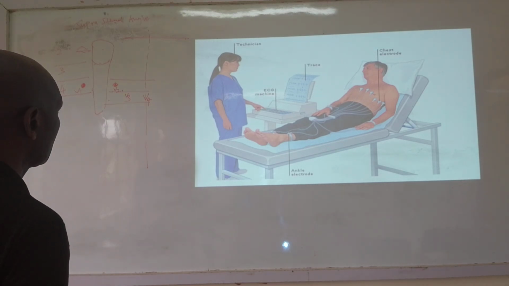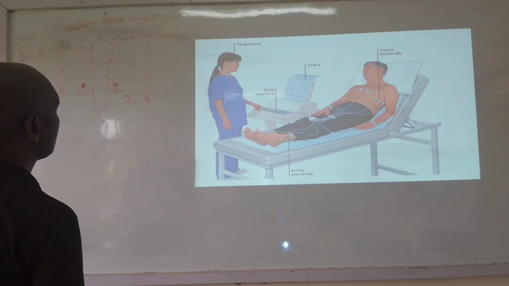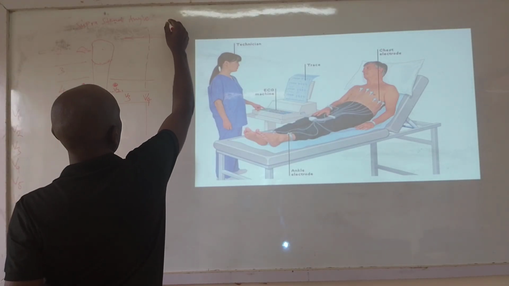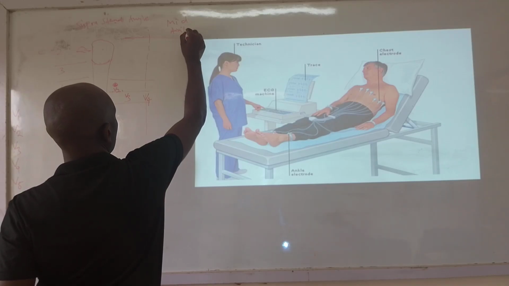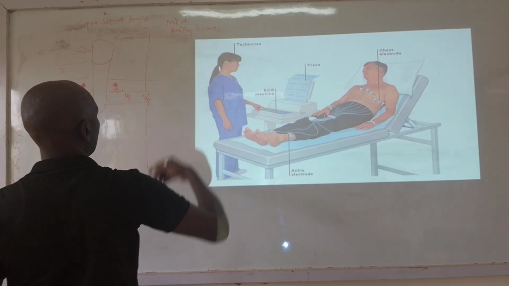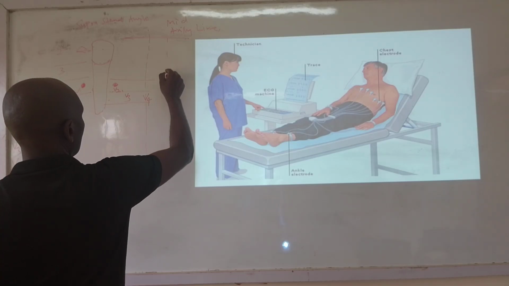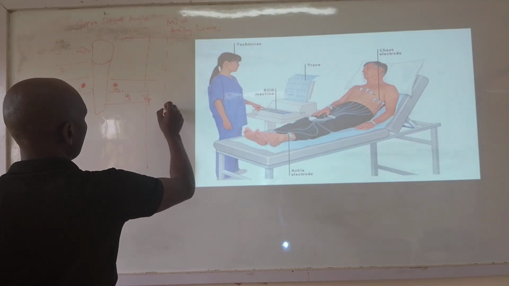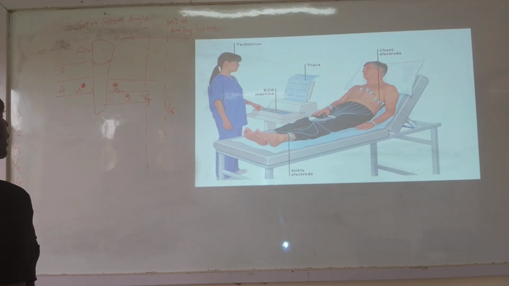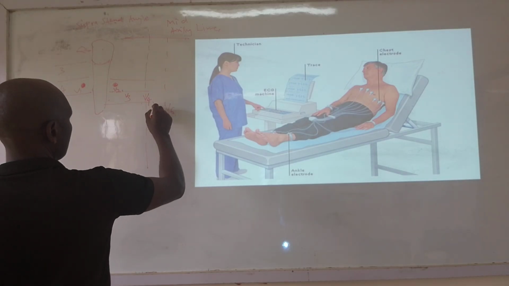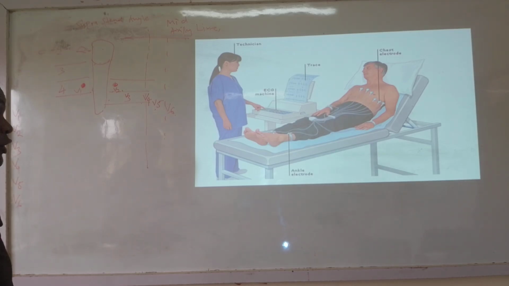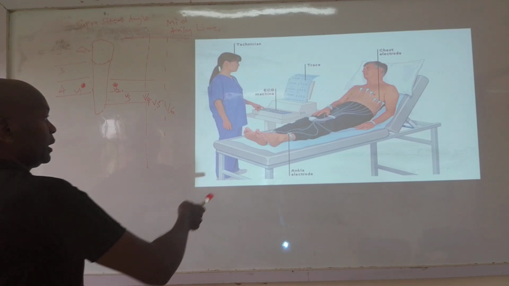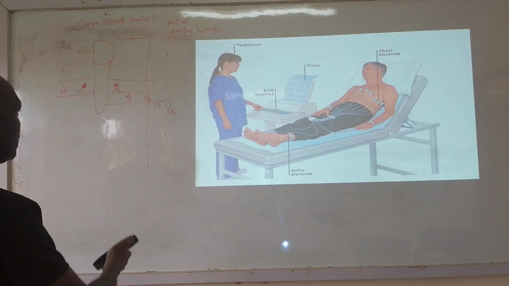And then when it comes to V6, you look at the mid axillary line, which is imaginary. Then you place your V6 here, and then in between V4 and V6 you place your V5 there. So that is how we arrange the precordial electrodes.